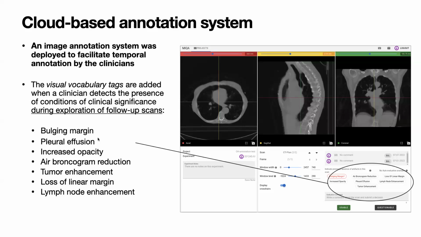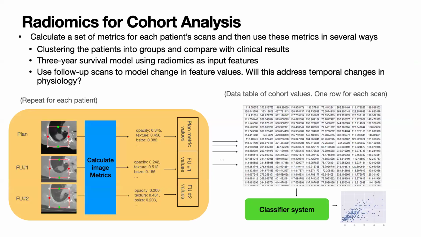And so we put those in this web system so they could step through their initial follow-up, quickly step back and forth. Okay, I see it in the second time, I don't see it here, okay, here's where it is, set bulging margin on the third follow-up. So they could give us this temporal data set that we can use to predict with. They're still working on this annotation, so it's not finished yet.